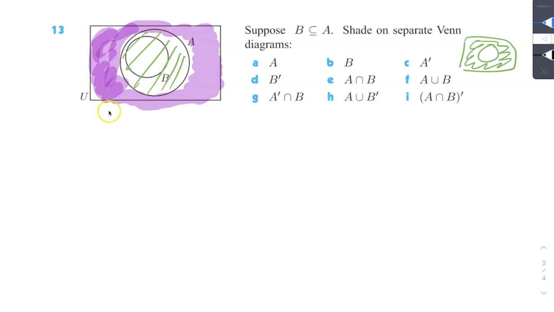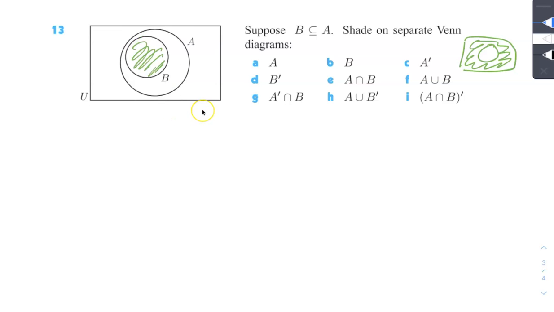Something like that. Not B, the next one. Similar idea, right? B is only this part. I don't want that, I want not B. So that'd be everything outside of it, including some of A. So there's not B.